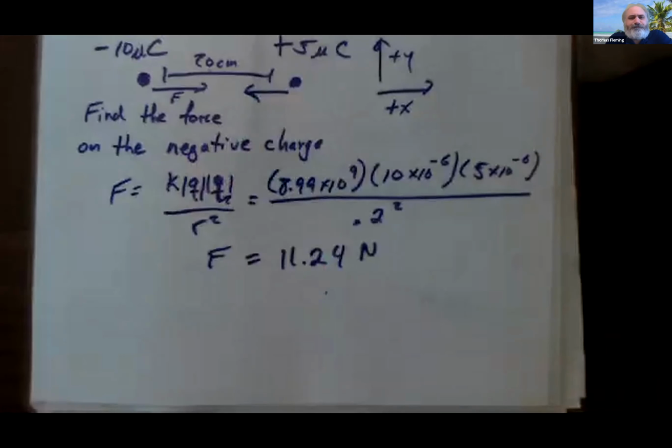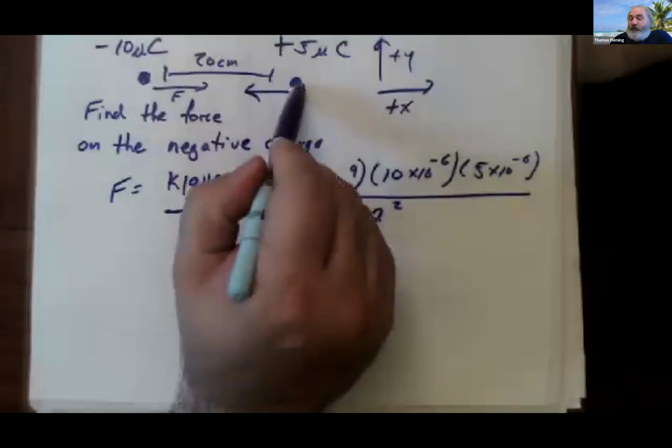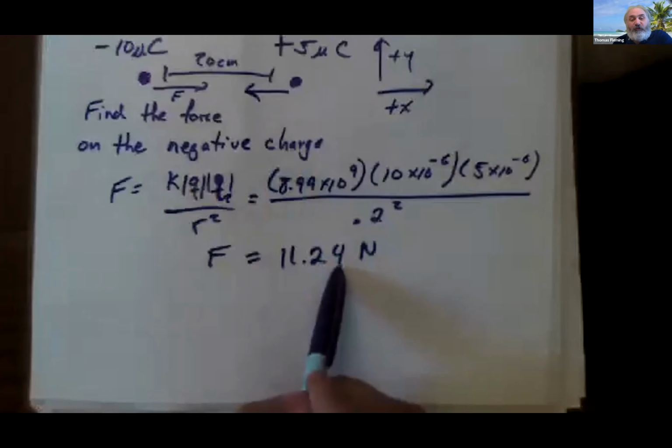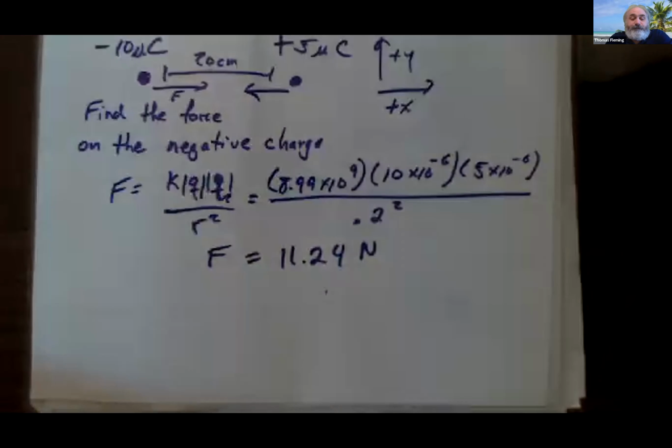Does that make sense? Can you say that one more time? So if the negative charge here, that negative 10 microcoulombs, is getting pulled to the right with 11.24 newtons of force, Newton's third law says that the pusher feels the same force as the pushee, but in the opposite direction. So that suggests that this guy is feeling the exact same size force, but it's to the left. Does that make sense? Yeah.